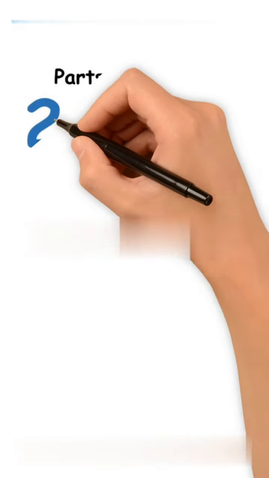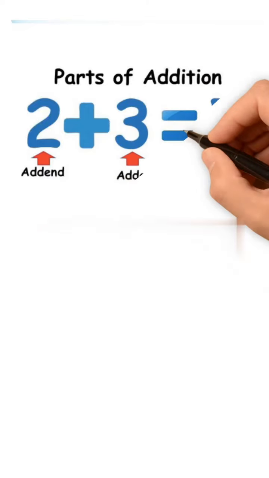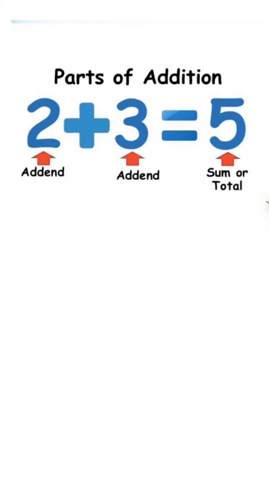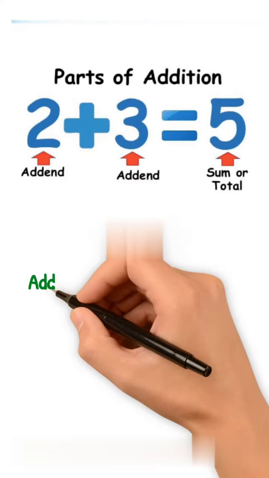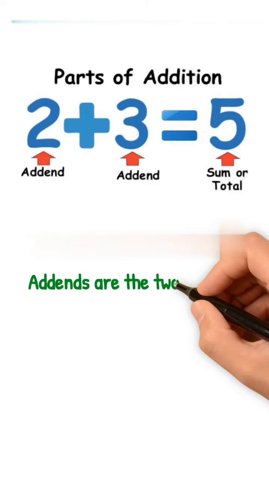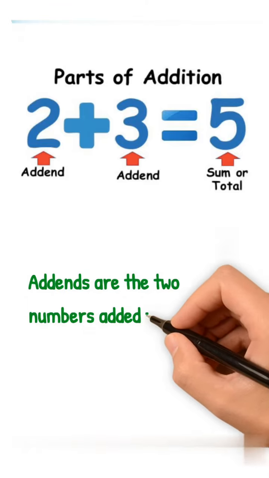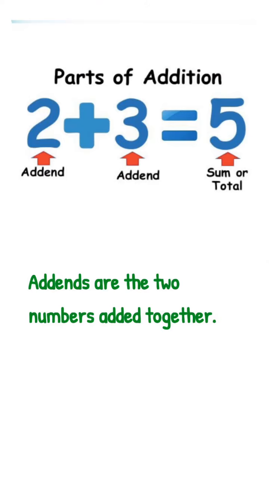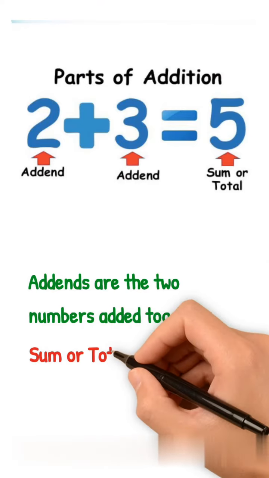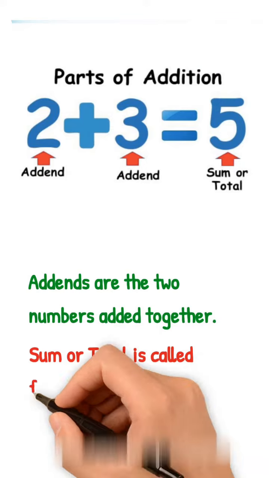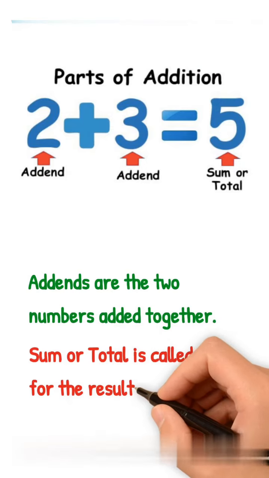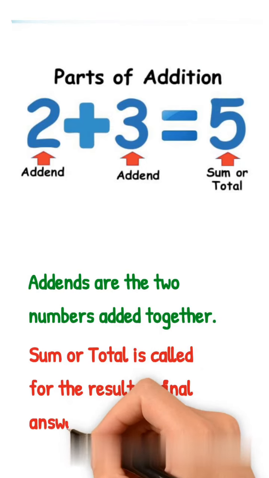What are the parts of addition? For example, we have 2 plus 3 is equal to 5. 2 and 3 are called the addends. Addends are the two numbers added together. And 5 is the sum or total, also called the result or final answer.